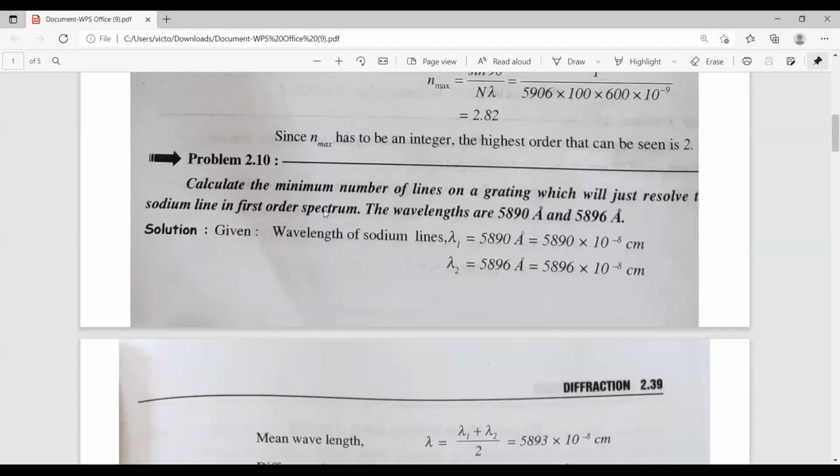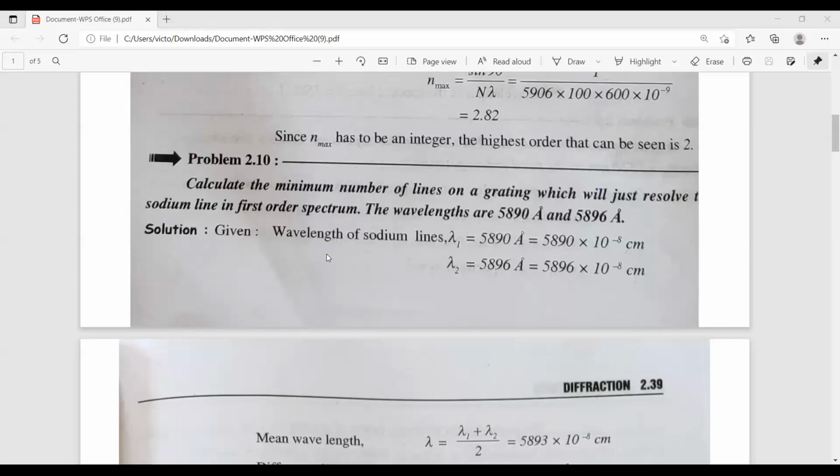Calculate the minimum number of lines on a grating which will just resolve the sodium lines in the first order spectrum. The wavelengths are 5890 angstroms and 5896 angstroms.